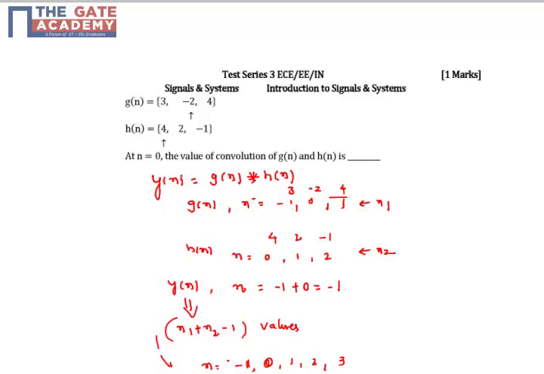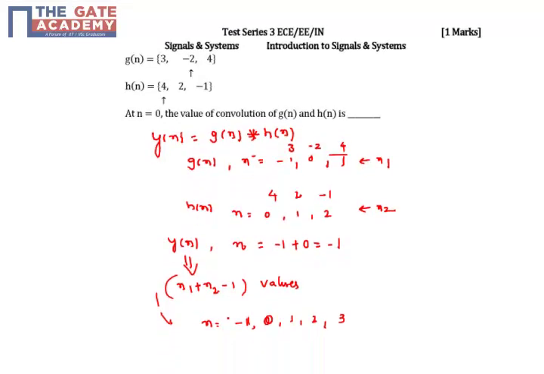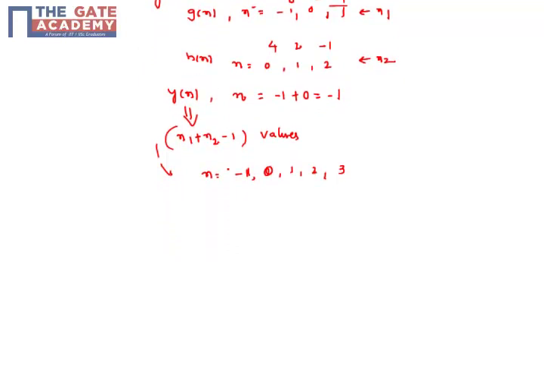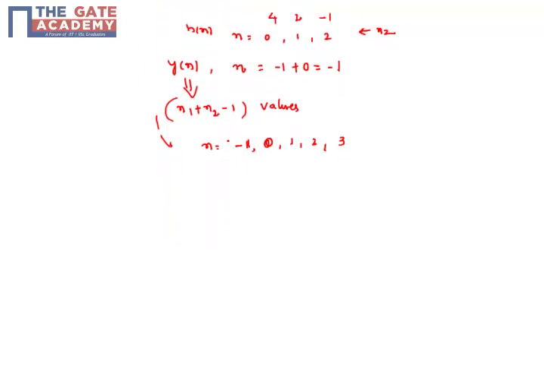Now I am going to find out the convolution. So there is a shortcut for this. This is not a shortcut, this is the regular method only, but I don't know how many people know this. What you have to do is write the g of n values row wise. So this will become 3, minus 2, 4. And you have to write h of n values column wise. So this is 4, this is 2 and this is 1.